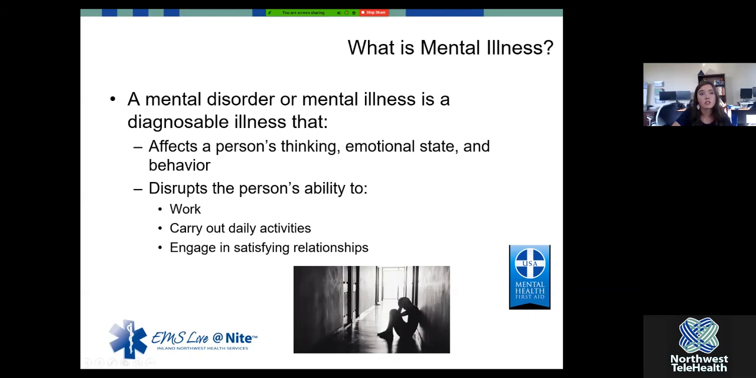And with mental illnesses too, it can definitely range on a spectrum of mild, moderate, severe, and we'll talk about things that impact that as well.